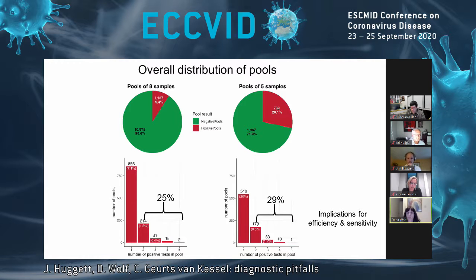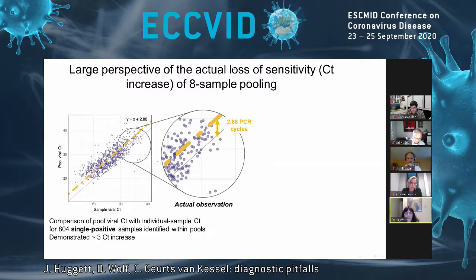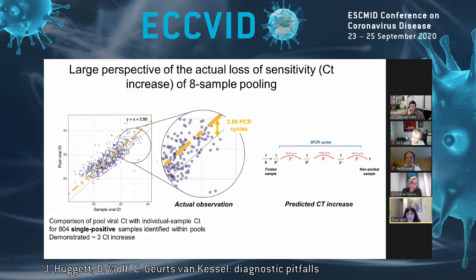Let me explain. The large perspective allowed us to take a closer look at the actual loss of sensitivity, the CT increase, of the 8 sample pool. A comparison of the pool viral CT on the y-axis with the individual sample CT for quite a large number, 800 single positive samples identified within pools, demonstrated approximately a 3-cycle increase. You can see it by regression analysis. Nicely, this actual observation on a practical large scale was in complete agreement with the predicted CT increase.